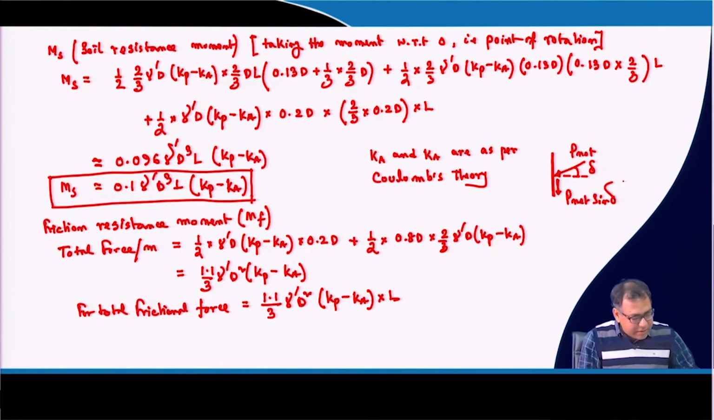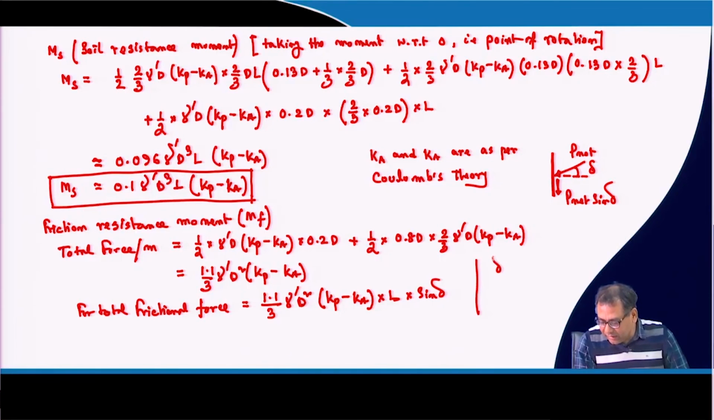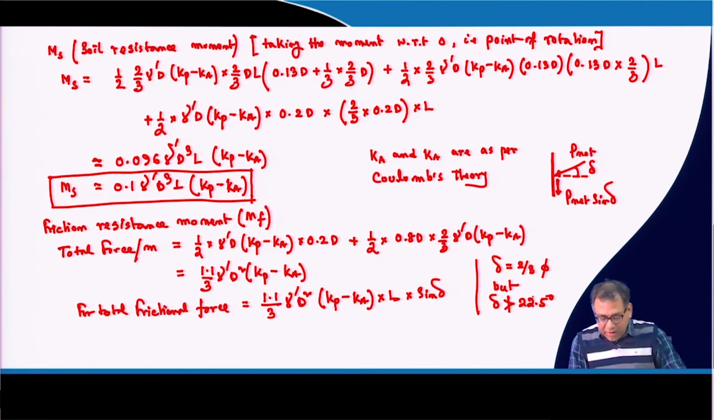Because this moment is due to the friction that is acting along the side length of the well, we have to multiply with sine delta. Now, here delta is taken as 2/3 of phi, but delta should not be greater than 22.5 degrees. So, we take 2/3 of phi, or it should not be greater than 22.5 degrees.